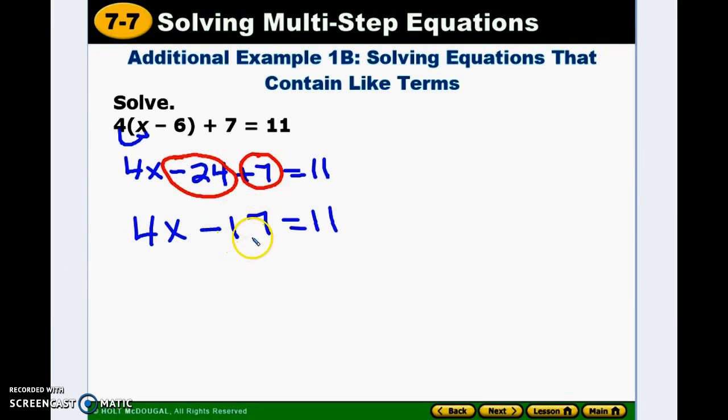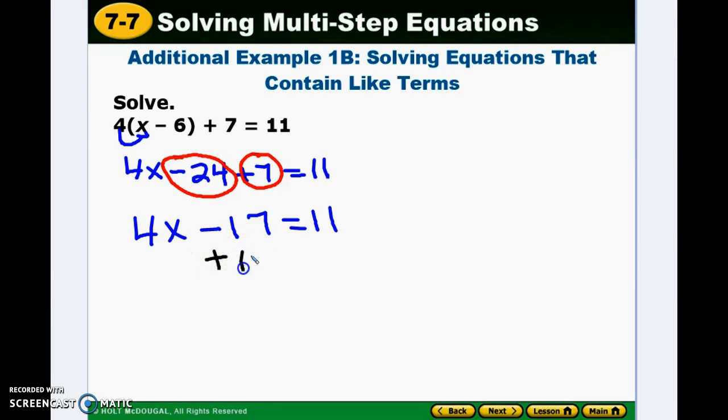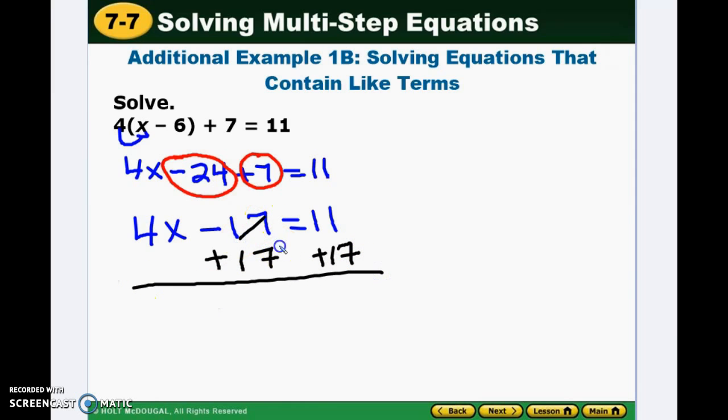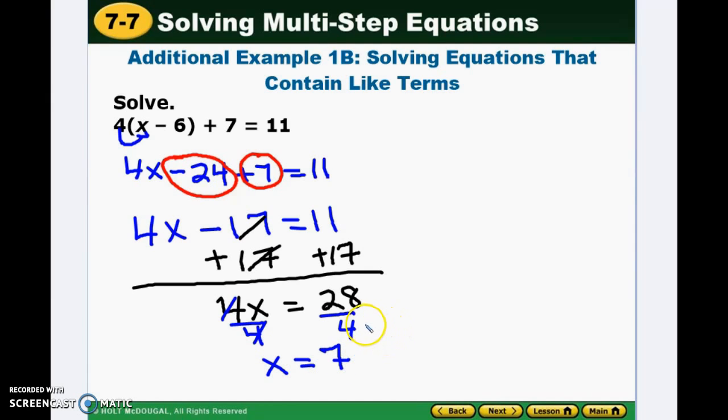And from there, this becomes a two-step equation. Add 17 on both sides. The 17 cancels, and we still have 4x left over here. And 11 plus 17 gives us 28. Dividing by 4 on both sides to undo the multiplication, we get 1x equals 7. Okay, so that's one of the things: whenever you see parentheses involved with a number on the outside, we have to distribute, then see if we can combine like terms, and then go from there.